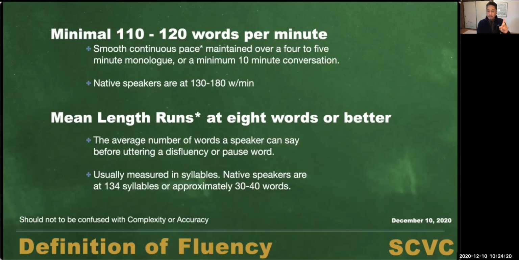If you can say a meaningful utterance and say it through 8 words without pausing, without stopping, maintaining your pace, and maintaining it at 110 to 120 words per minute, that is the other facet of fluency that is an important target to be had.